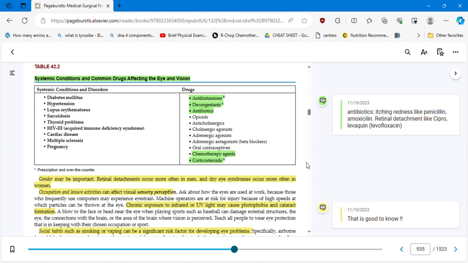Some older adults are taking a lot of antibiotics because of UTIs or upper respiratory infections, especially amoxicillin, or probably nitrofurantoin, another medication for UTI. So we need to keep track of those antibiotics and medications and let the primary care provider know about this. Chemotherapy agents also, and corticosteroids.